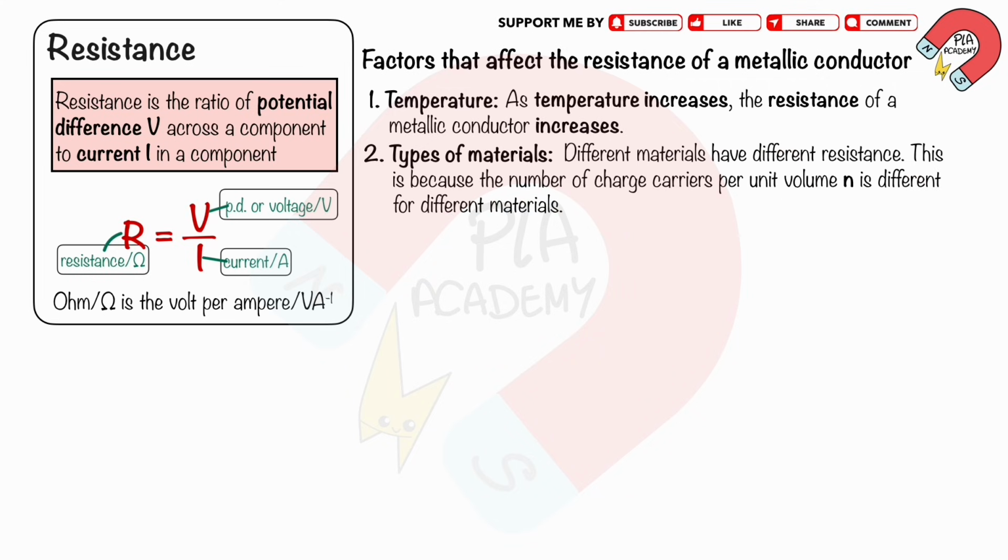2. Type of material. Different materials have different resistance. This is because the number of charge carriers per unit volume N is different for different materials.